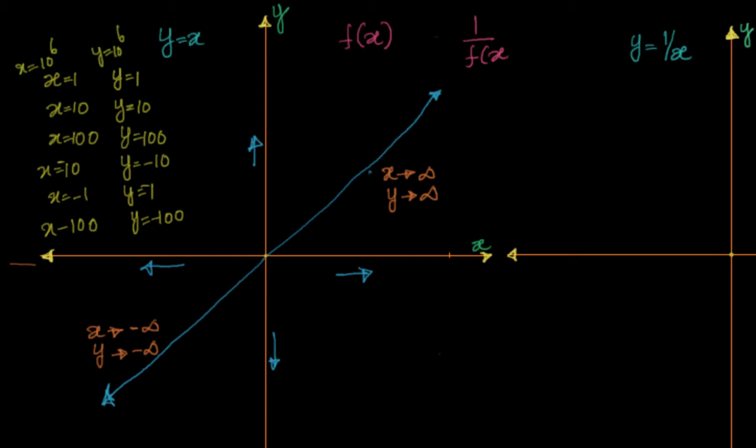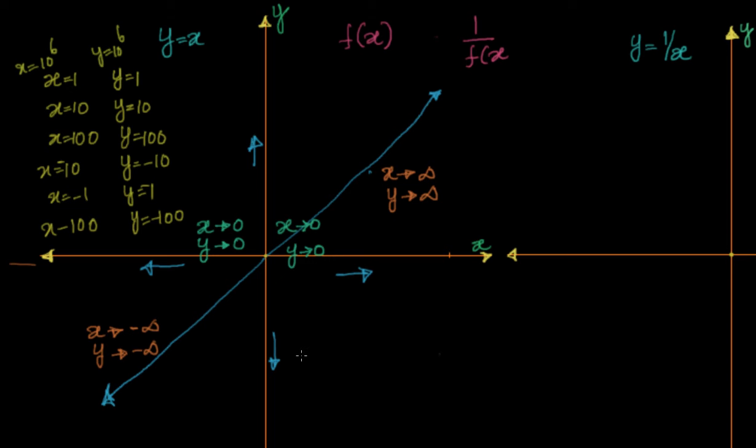What else can I say? I can also say that if x is moving towards 0, if x is tending towards 0, then y tends to 0. If you come from the left direction or from the right direction, in both directions, x tends to 0, then y tends to 0. So that is the graph of y equal to x.